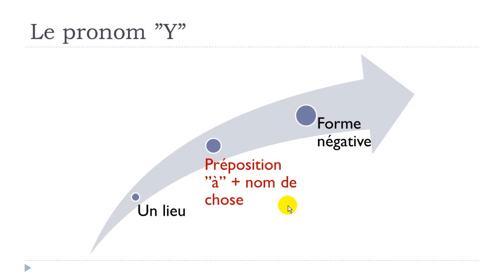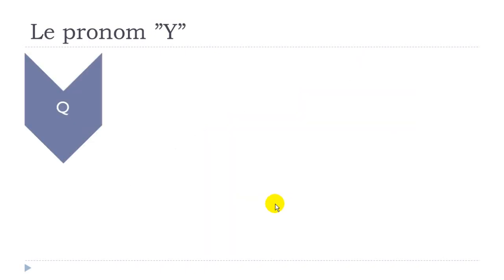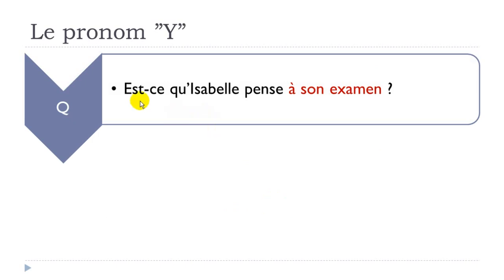Second situation, when we can use this pronoun Y, it's when you replace the preposition à and then a noun of thing. Let's see now. Est-ce qu'Isabelle pense, penser is to think, à son examen, exam, okay, to think about. Est-ce qu'Isabelle pense à son examen?